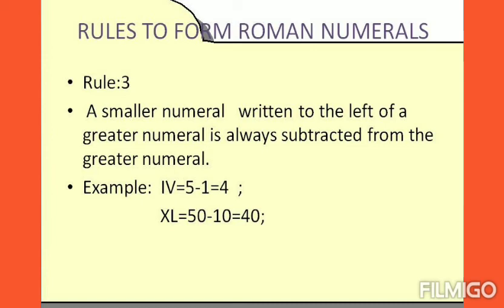Next one, X L. X stands for 10, L stands for 50. So 50 minus 10 is 40. So, rule number 3 is a smaller numeral written to the left of the greater numeral is always subtracted from the greater numeral.